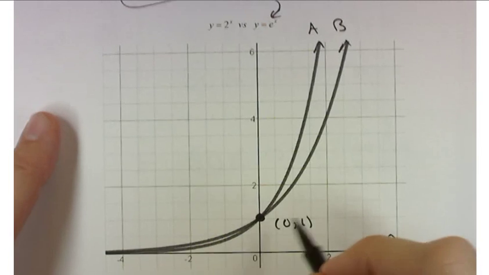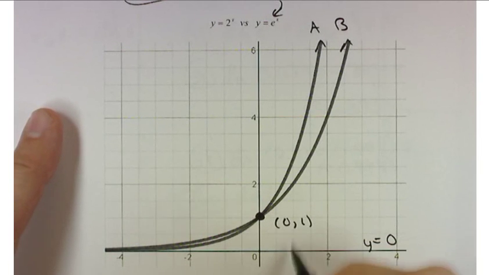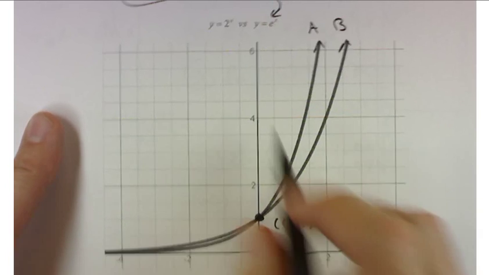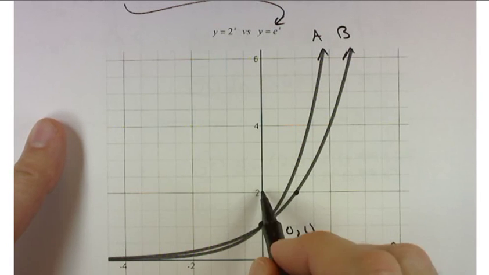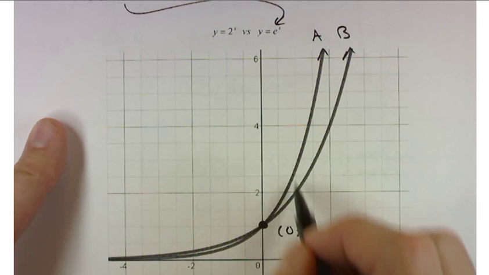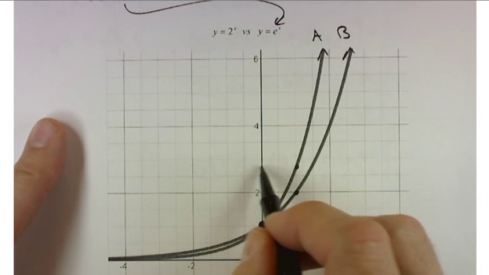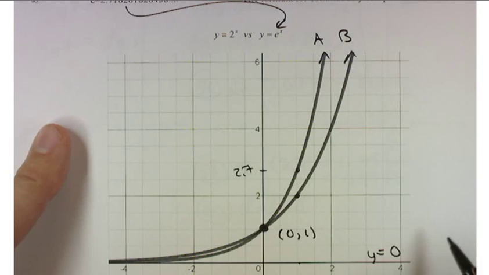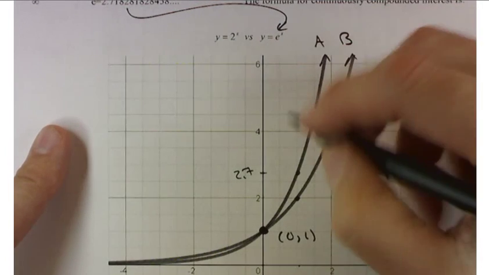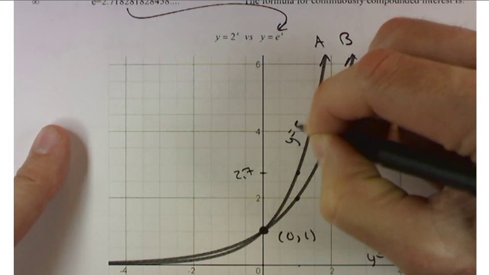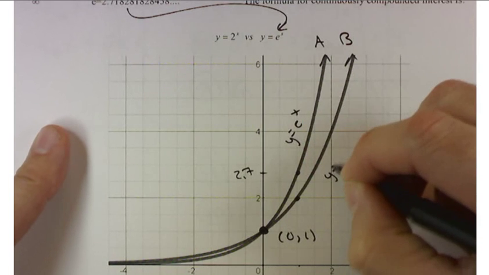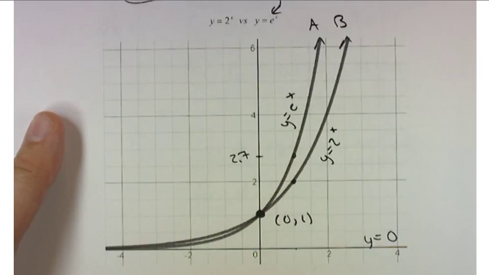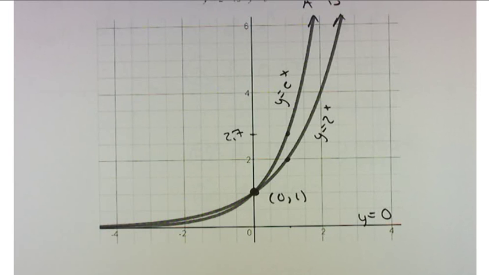So if you look, for instance, at what happens when x equals 1. When x equals 1, 2 to the 1 is 2. When x equals 1, e to the 1 is up here, 2.718. So this first one is y equals e to the x, and this one is y equals 2 to the x. But they have the same general shape to them.